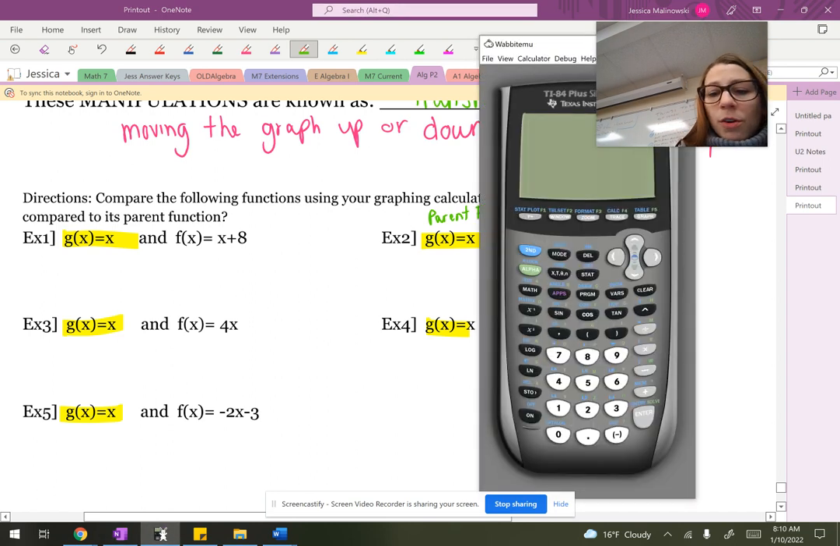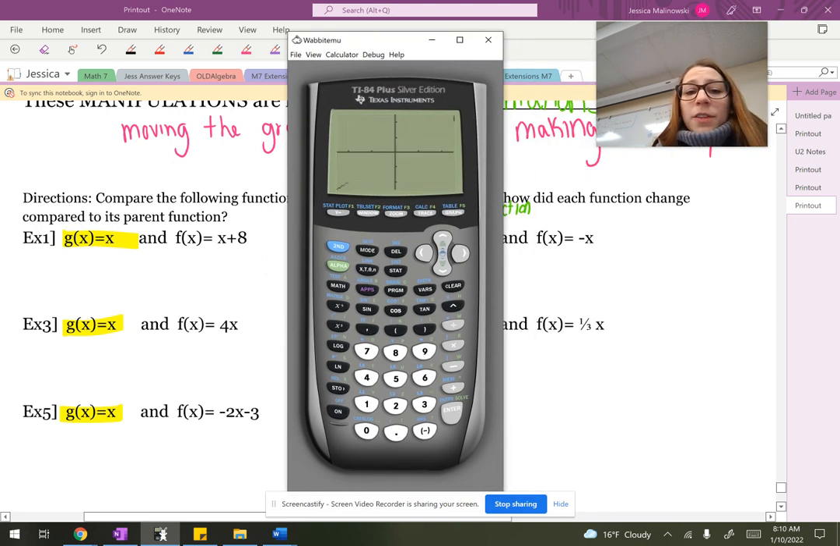Okay, so we're going to use our y1 and y2 thing. So into y1, we're going to put our parent function x, and then into y2, we're going to type the second function f of x. So that's x plus 8. And we're going to look at these graphs, and we're going to look at how they changed. So keep in mind, if you end up with something like this and you can't see both graphs, that probably means that you need to play around with the zoom.